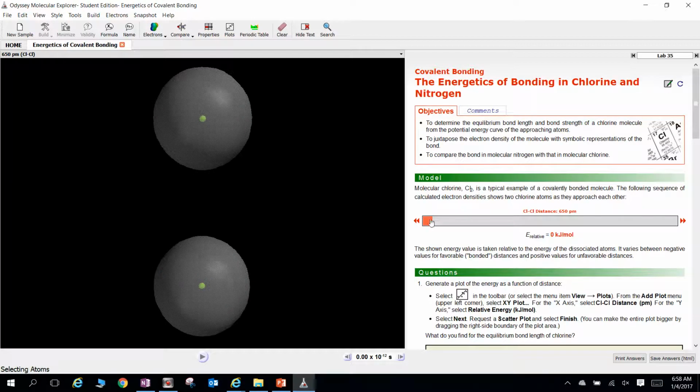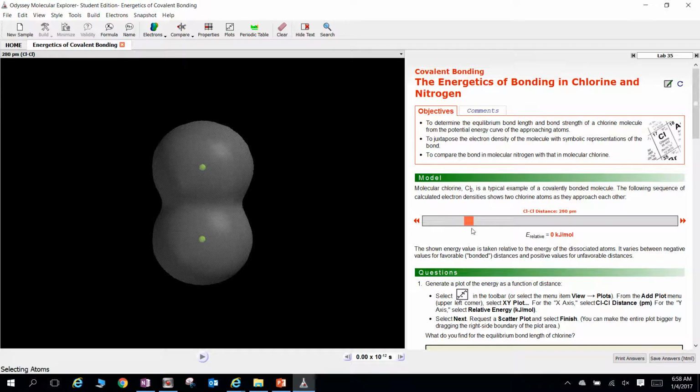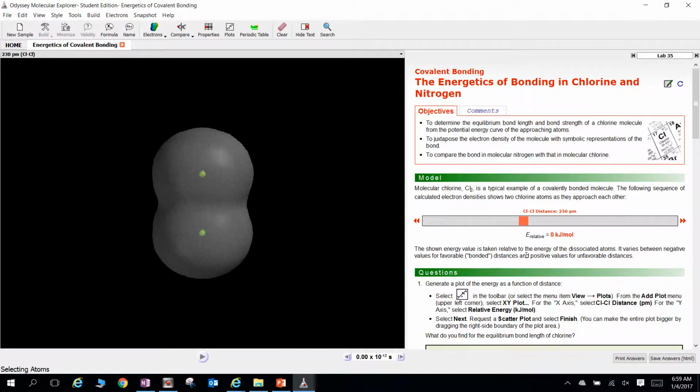These are chlorine atoms, and notice over here it says the distance between them right now is 650 picometers. And so as I bring this slider bar over, I can see the atoms getting closer and closer and closer and closer. And the way that I think this is related to energy, the first question here, is that energy is actually released when two atoms form a bond. And that's based on their location in an electric field becoming the most stable, the most desired.